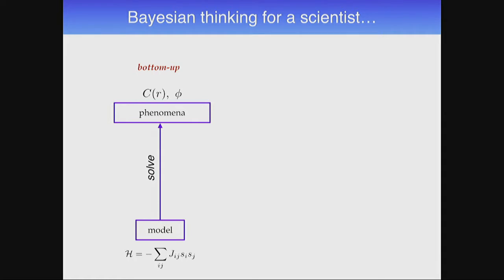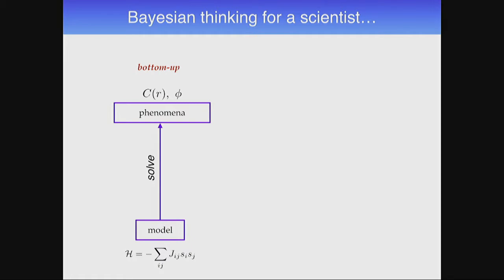Of course, fitting is quite usual, but usually as a theorist, what we do is the other way around. We start from the model, and then we calculate correlation functions or other parameters, and then we see what it gives. We look at these predictions, and we ask, does it make sense? Does it describe the phenomena I wanted to describe? This is what I would call a bottom-up approach. You start from the microscopic equations and you try to calculate what happens.